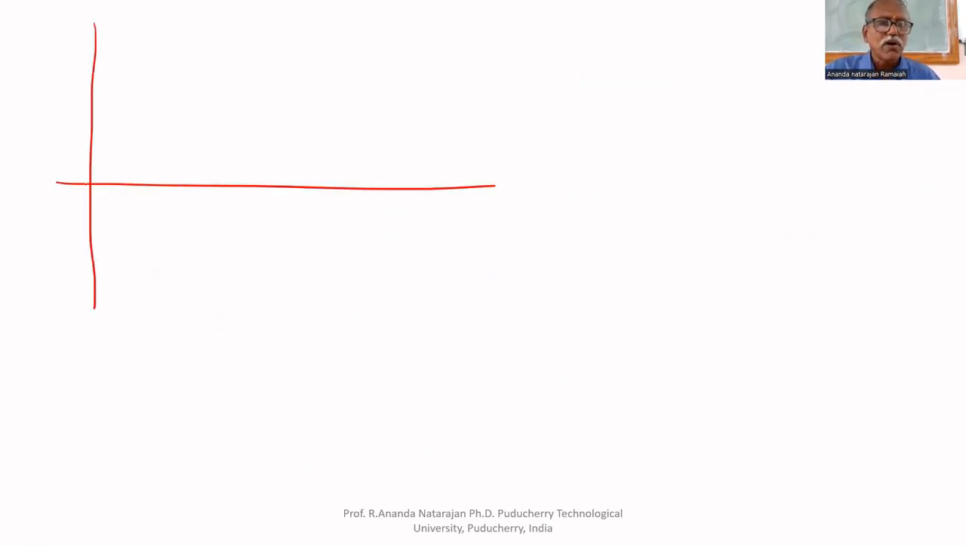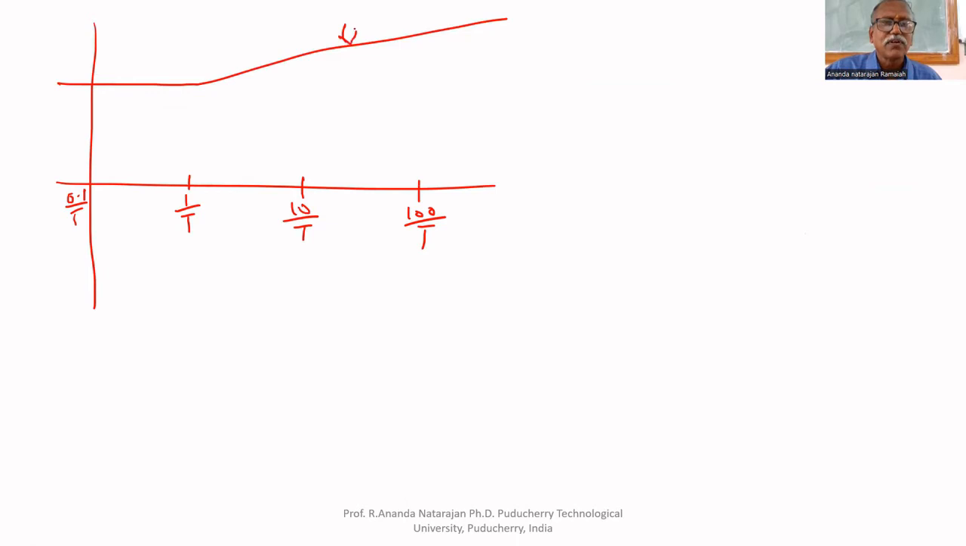Therefore, the plot is: 0.1 by tau and 1 by tau. This is 10 by tau. This is 100 by tau. Up to corner frequency it is 0 dB. After that, it increases at the rate of 20 dB per decade. Therefore, when G of s equal to tau s plus 1, this is the frequency response. It increases at the rate of 20 dB per decade.